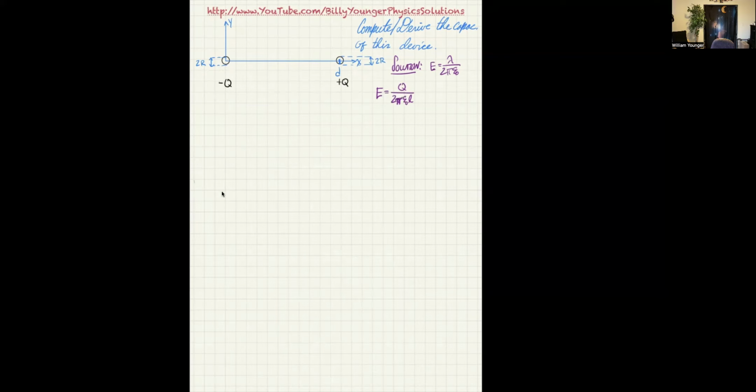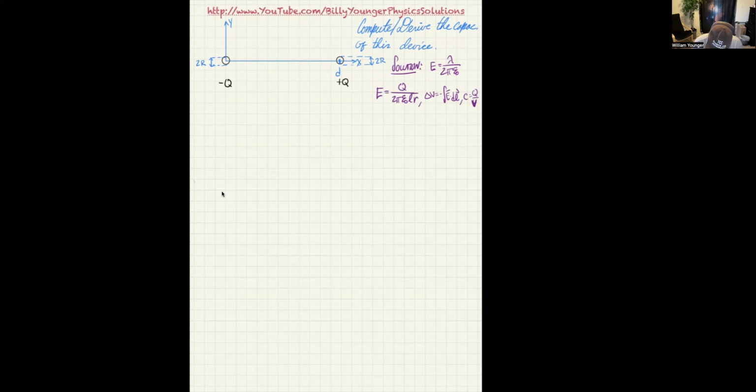Obviously, for an infinitely long one, it would be infinity, and that doesn't make any sense. But you can actually bite off chunks of it, and as long as you're not near the end, that's close enough. So that's 2 pi epsilon naught L, and then R like that. We're also going to make use of the fact that delta V is equal to the negative integral of E dot dl, and we're going to make use of the fact that C is equal to Q over V. Okay, so that's what we're using.